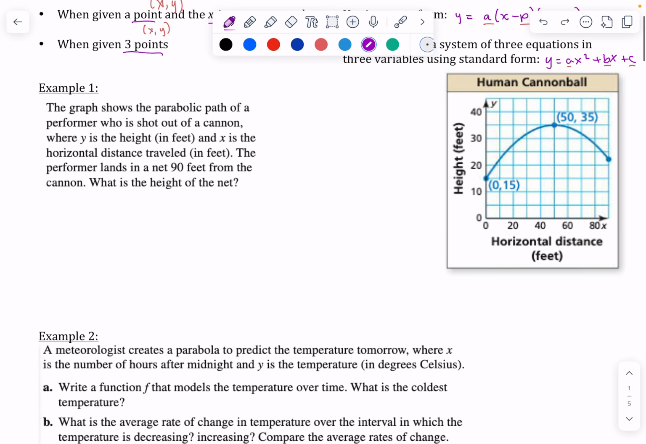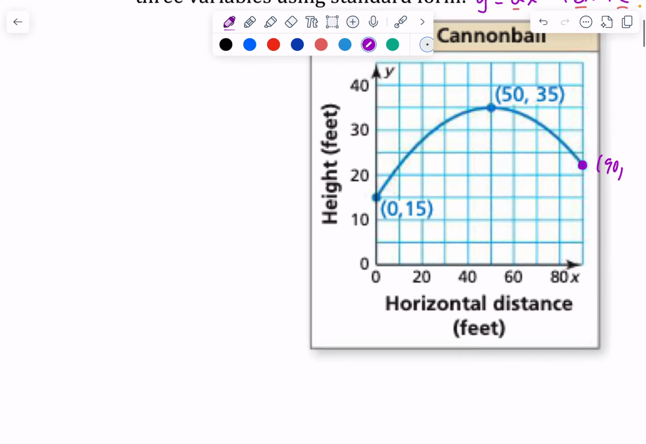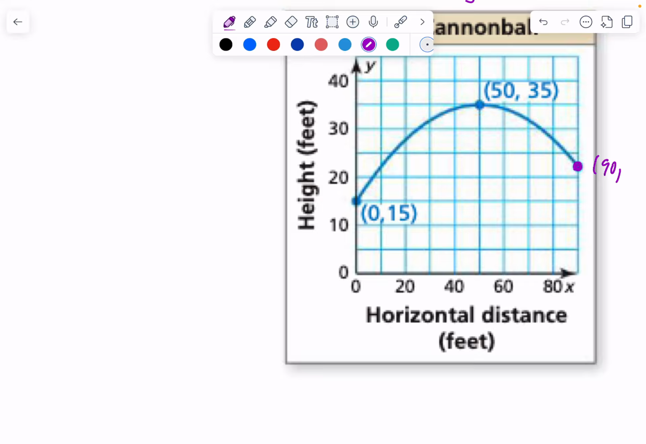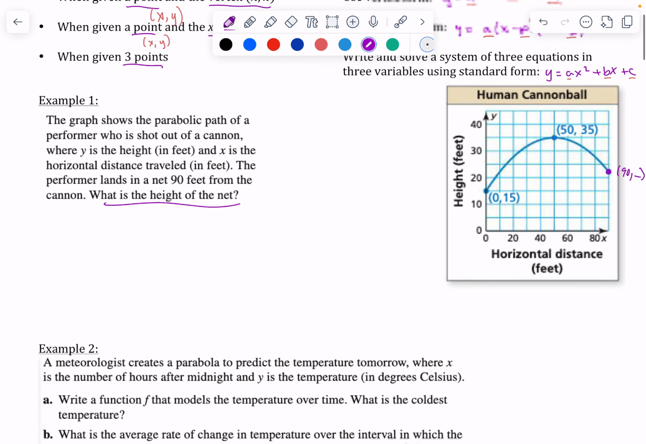So I see this scenario outlined in the graph, and the part that they want us to answer is what is the height of the net? And that's represented by this point here, which I know for sure the x value is 90, but I can't say definitively what the y value is. I could estimate that it's something like maybe 21 or 22, depending on how you look at it, but I don't know for sure what the y value is, just based on the graph.